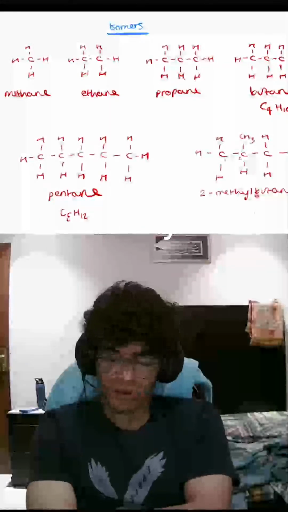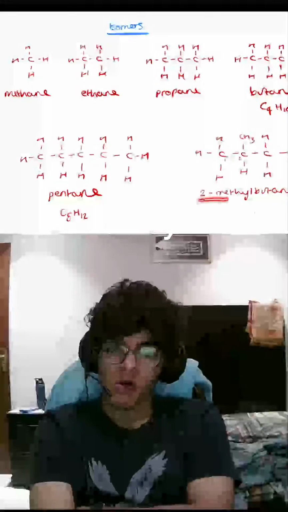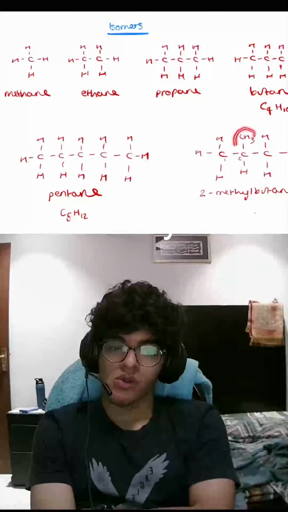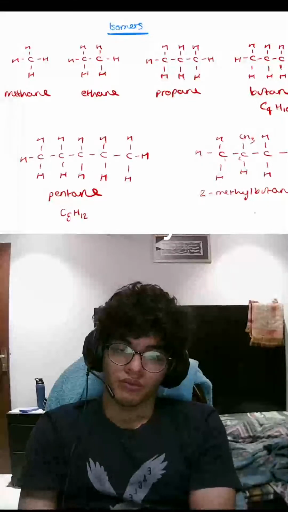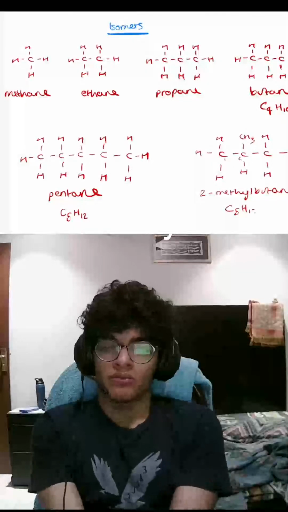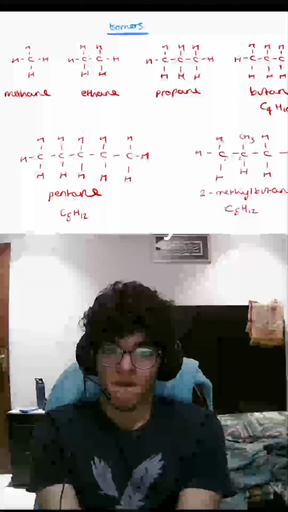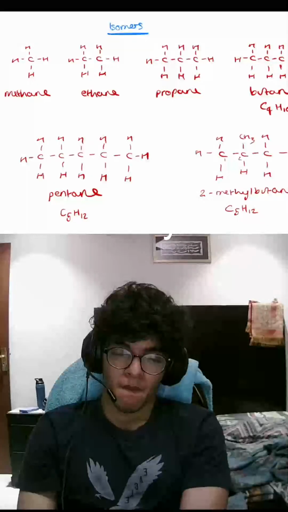So we've got the butane part from 4 carbons in one long chain, and then 2-methyl, so off the second carbon here, we've got our methyl group. If we look at the molecular formula, it's exactly the same. It's got the same number of carbons and the same number of hydrogens. So they fit our definition: same molecular formula, but a different structural formula.